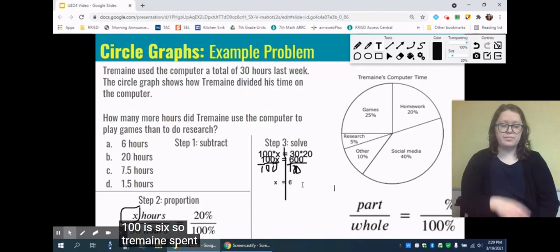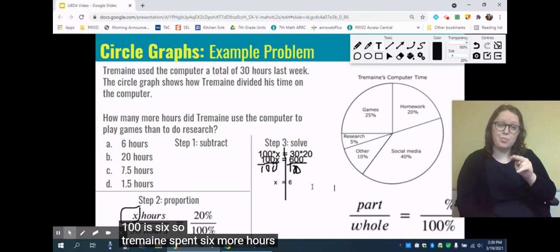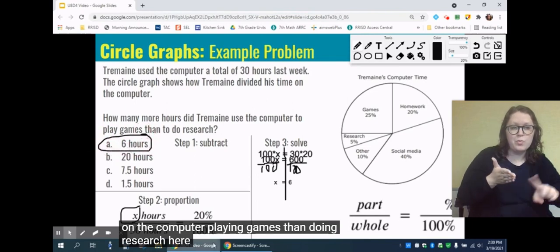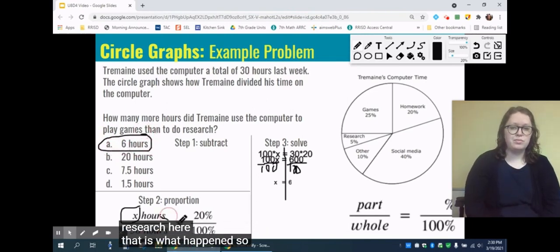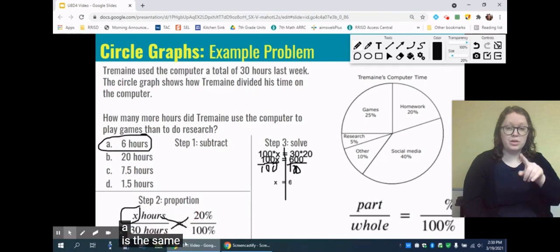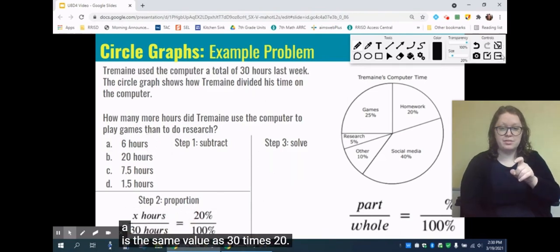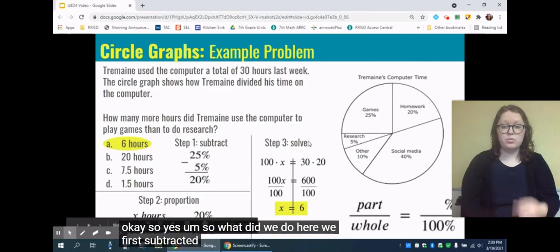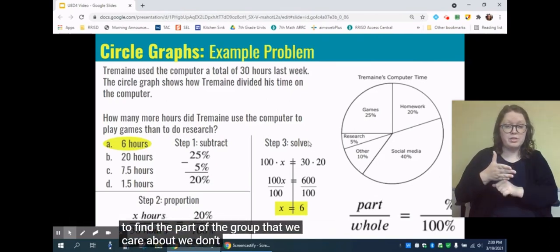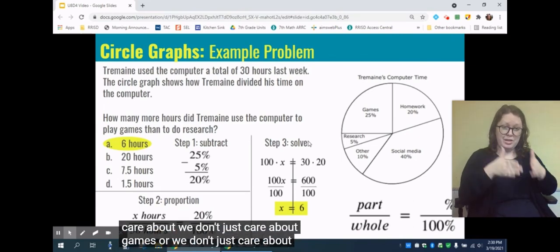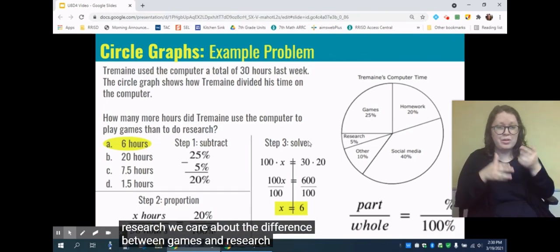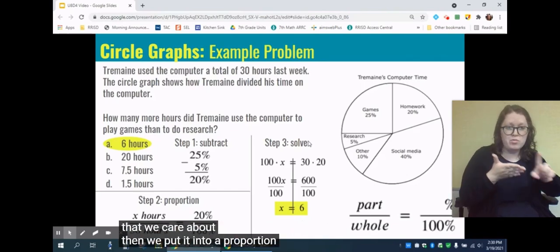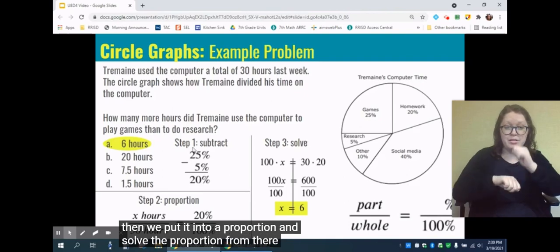So Tremaine spent 6 more hours on the computer playing games than doing research here. That is what happened. So 100 times x is the same value as 30 times 20. So what did we do here? We first subtracted to find the part of the group that we care about. We don't just care about games, or just about research. We care about the difference between games and research. So we did that first. That's the part of the group that we care about. Then we put it into a proportion and solved the proportion from there.